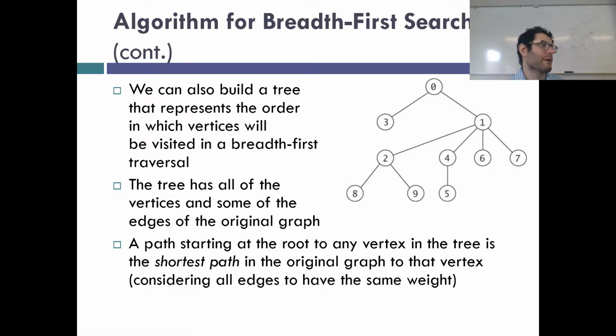Now, what's really cool is that we can use this algorithm, breadth-first search, in an unweighted graph to find the shortest path from one vertex to another. So specifically, we use this algorithm to find the shortest path from the starting node to all the other vertices. So the shortest path from 0 to 1 or 3 is just to go to 1 or 3. The shortest path to get to 9 is to go to 1, then 2, then 9.